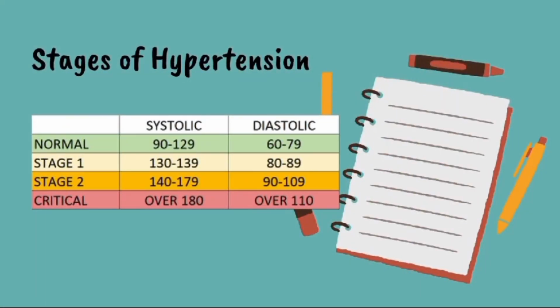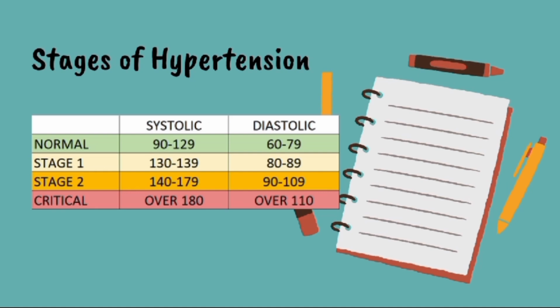Stages of hypertension. Normal stage of blood pressure shows the reading of systolic blood pressure is between 90 to 129 mm of mercury and diastolic blood pressure shows the reading between 60 to 79 mm of mercury. Stage 1 hypertension shows the reading of systolic blood pressure is between 130 to 139 mm of mercury and diastolic blood pressure is between 80 to 89 mm of mercury.